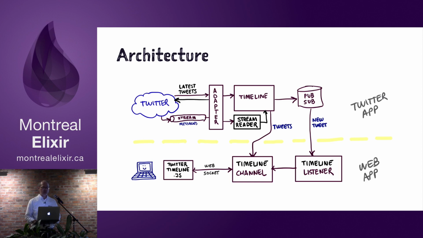The timeline will be a GenServer, something that will be living all day long on the server. It will be always connected to Twitter via the stream. We're going to query Twitter for the latest tweets when we start the app, basically. Then when the app is started, the timeline will keep track in its state of all the new tweets. So we'll have a stream reader here. The stream reader will get the new tweets from the Twitter stream, and we're going to use PubSub to publish new tweets.